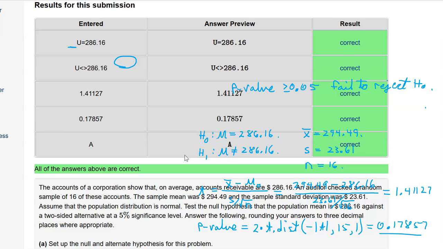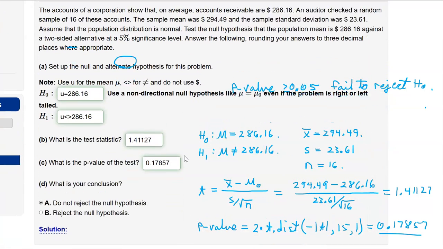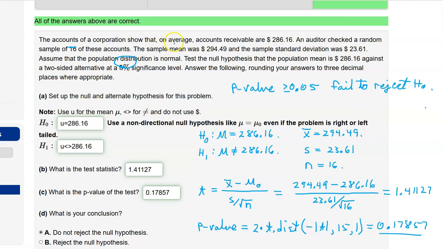So for this problem, once again, just notice that it was assumed that on average accounts receivable was 286.16. A sample of size 16 was taken, and the sample mean of 294.49 was found. That is a little bit bigger than 286.16. However, it is not significantly large enough to reject the claim that the mean is 286.16. That's what we have found here. Okay, so that concludes this WebWork example.